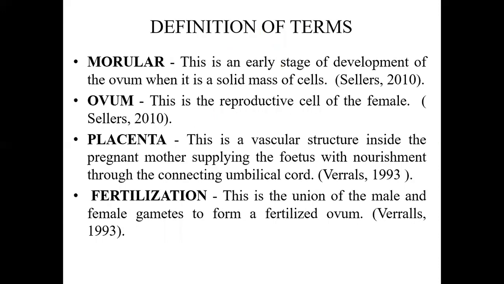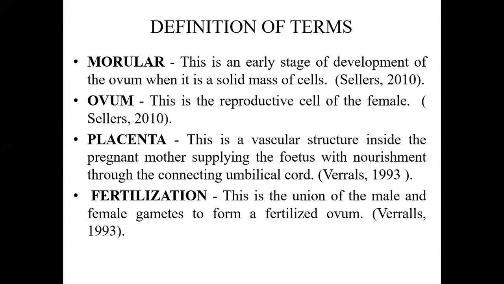Then apart from this, we have the morula. This is an early stage of development of the ovum. And usually this is when it is a solid mass of cells. Ovum, this is a reproductive cell of the female, or this is the female gamete.